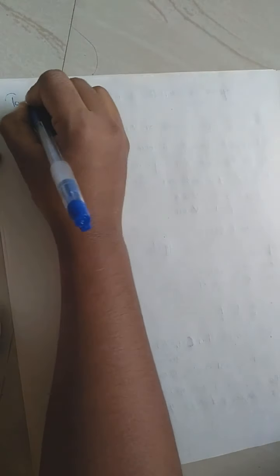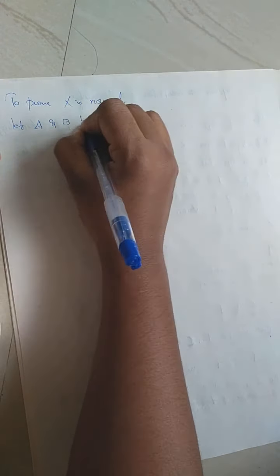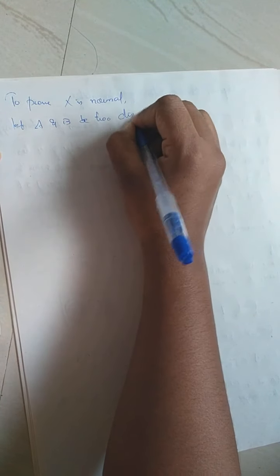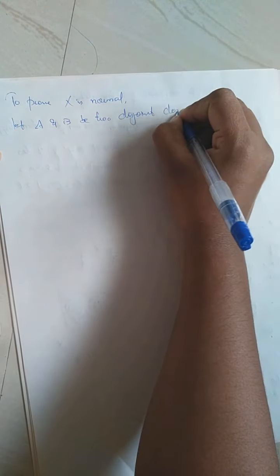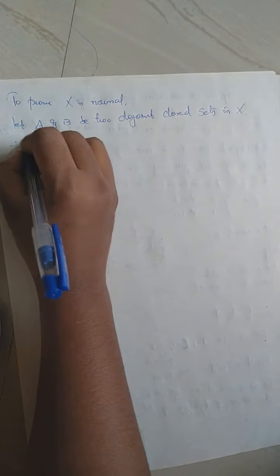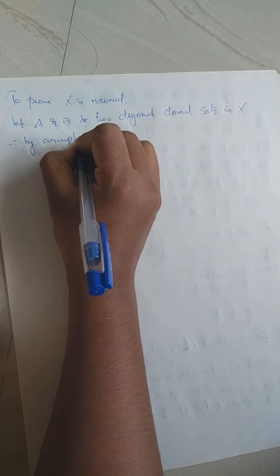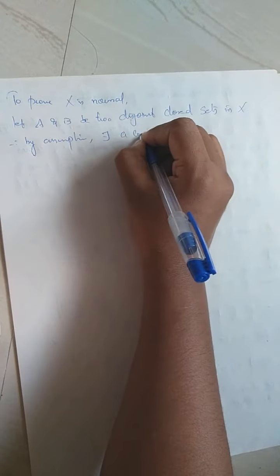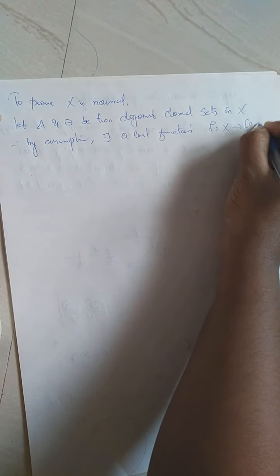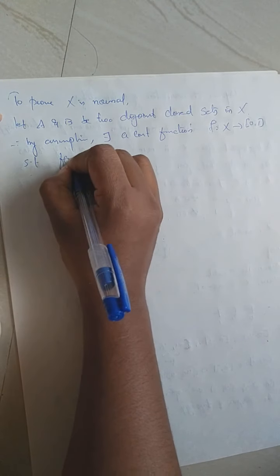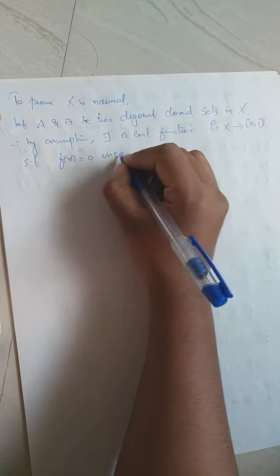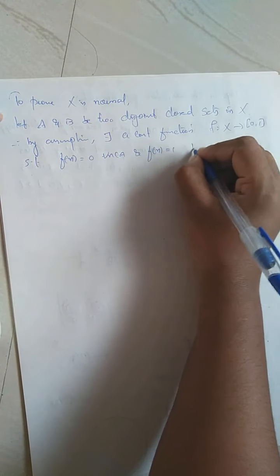Now to prove capital X is normal, let A and B be two disjoint closed sets in capital X. Therefore, by assumption, there exists a continuous function f from X to the closed interval [0,1] such that f of x equals 0 for every x in A and f of x equals 1 for every x in B.